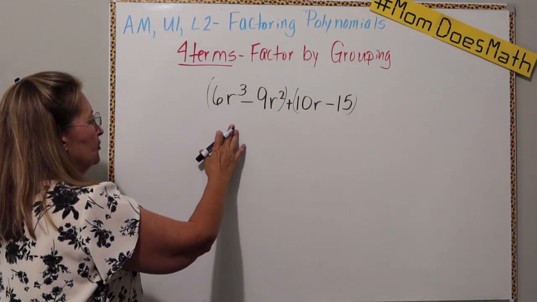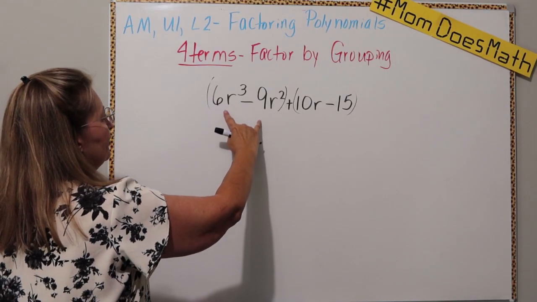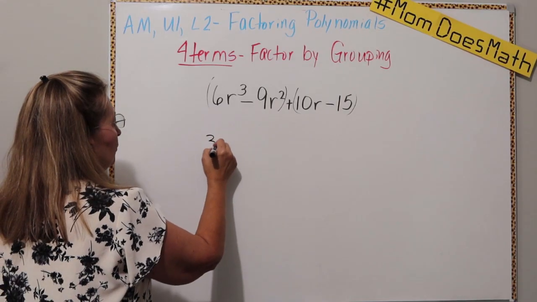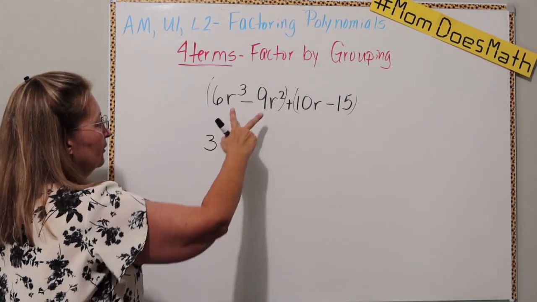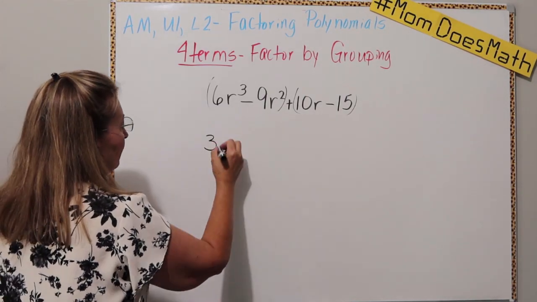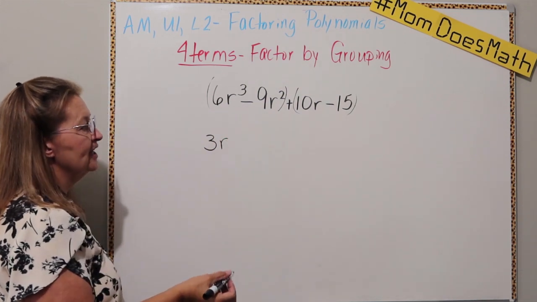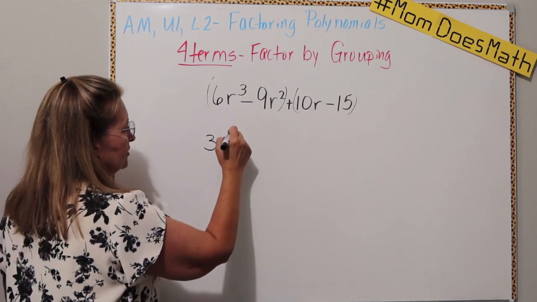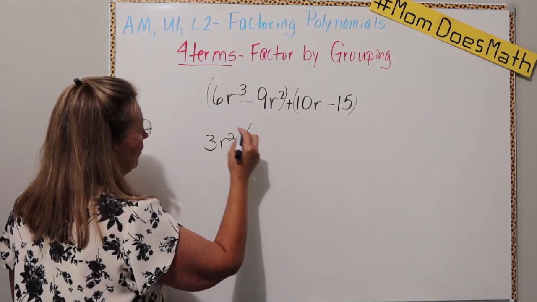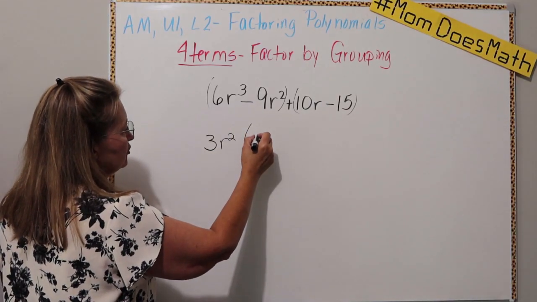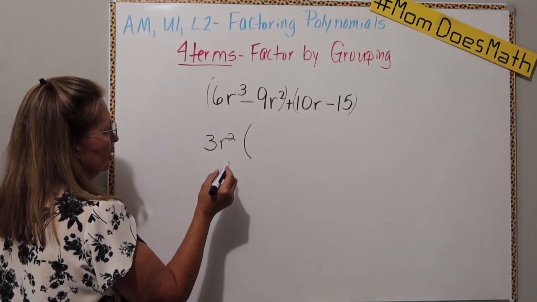Alright, looking at the first group. What is the greatest common factor? Well, 3 will go into 6 and 9. Now look at your variables. They both have an r, and you want to take the lowest exponent of r that's present. So that's going to be squared. Alright, now, what would I multiply 3r squared by to get 6r cubed back?